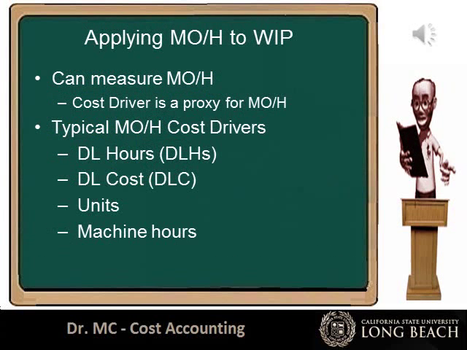We are now going to discuss applying manufacturing overhead to the products that our firm produces. You can't measure how much overhead goes into a particular product. For example, how would you measure the amount of rent or depreciation that goes into a chair that you are producing? Because of this, we assign a proxy that we measure, which will take the place of manufacturing overhead.